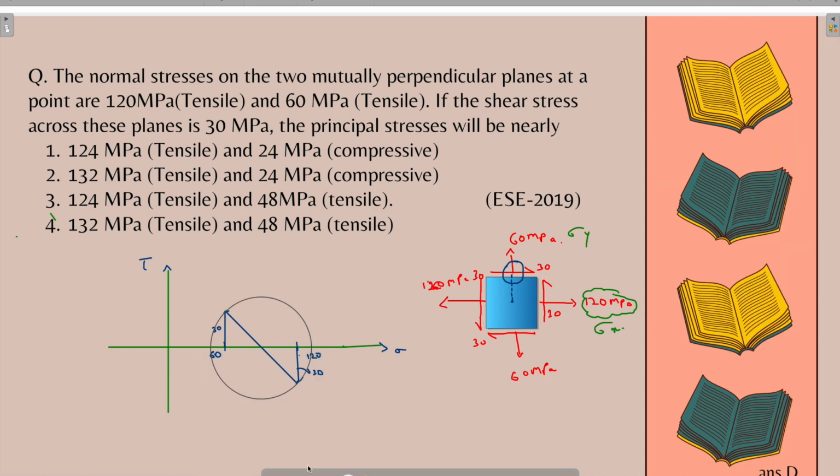Okay, so I have drawn the Mohr circle. Now our task is to find sigma 1 and sigma 2. So how to do that? Where is sigma 1 and where is sigma 2? The point where the circle intersects the sigma axis is sigma 1, the major principal stress, and the other is the minor principal stress, sigma 2. How to find them? We have to find the center first. Once we know the center and the radius, if we add the radius to the center, we can easily find sigma 1.